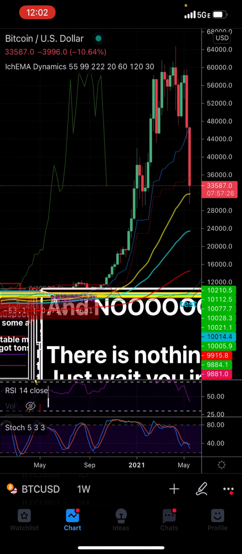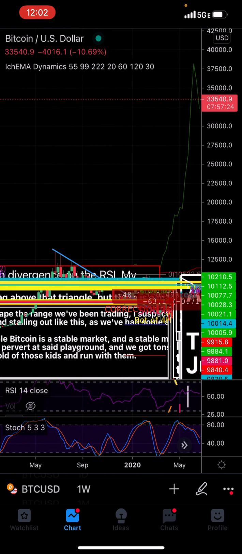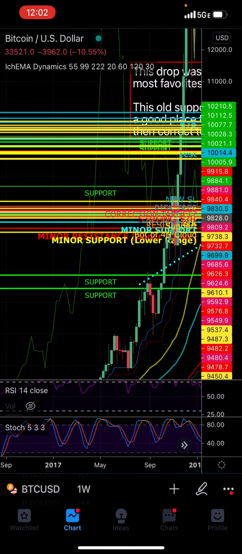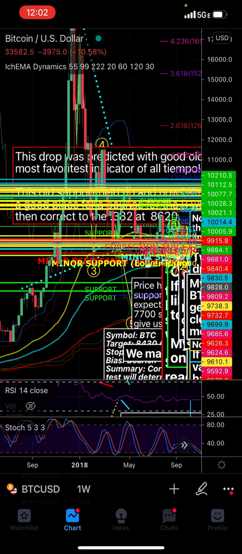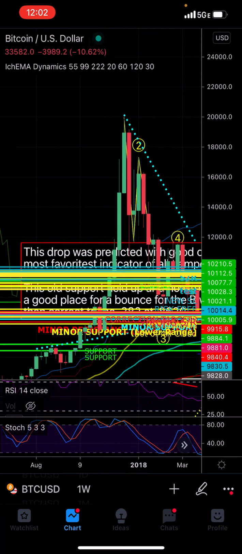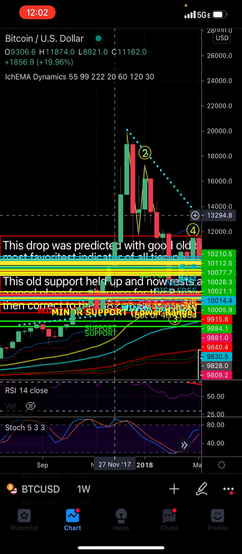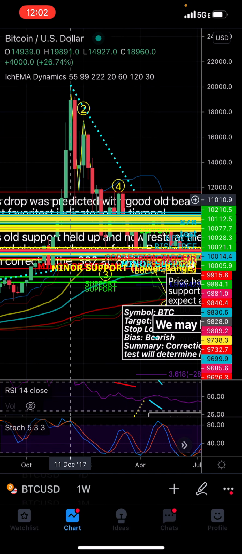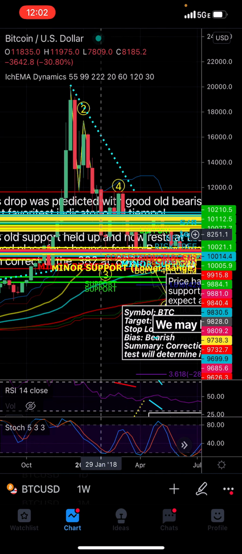So, let's go back. If we were to go back in time and take a look at what happened in 2018, here we go. So, see the same thing, right? Big, aggressive pump all the way up. Then you get that big dump, right? Then you get a nice big bounce, and then you get a big dump. A nice big bounce, big dump.